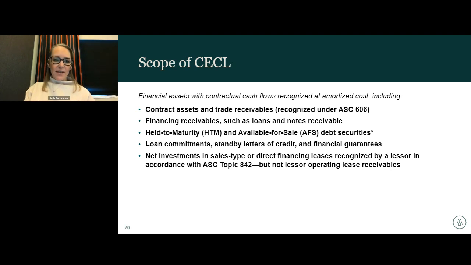Here are some additional ones. If you happen to have held-to-maturity or available-for-sale debt securities, or loan commitments. For some of our utilities out there, if you have any lending programs, it's something that will have to be considered.